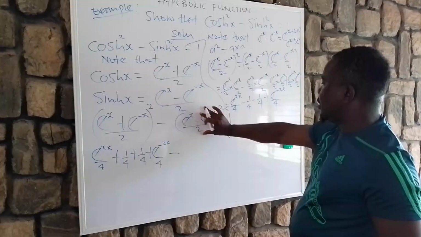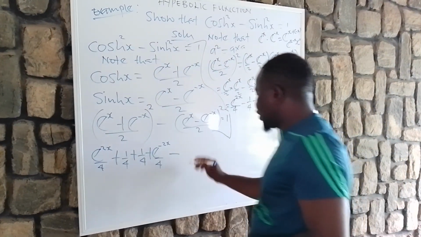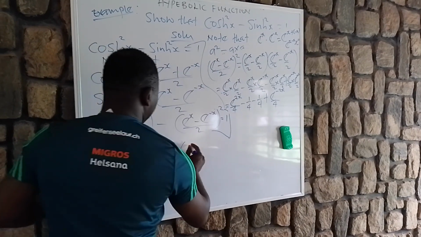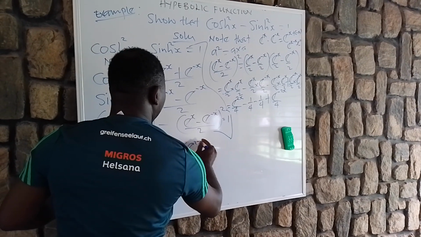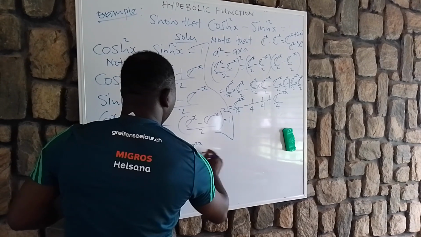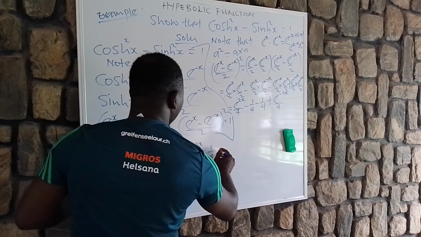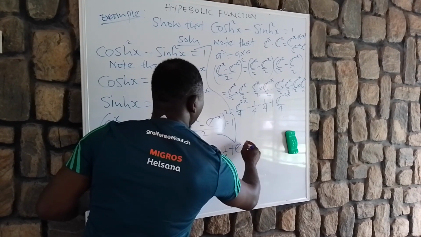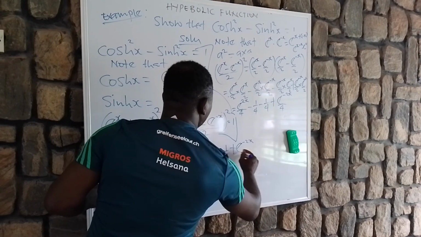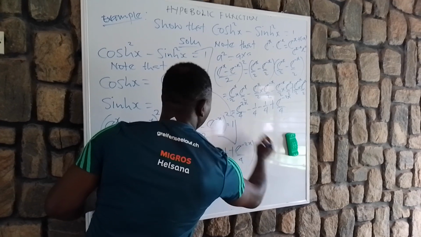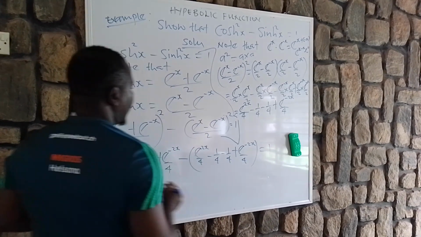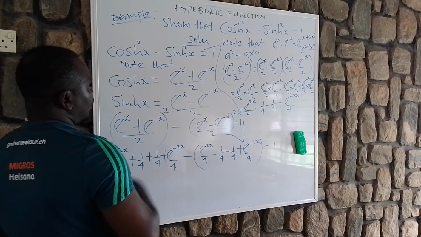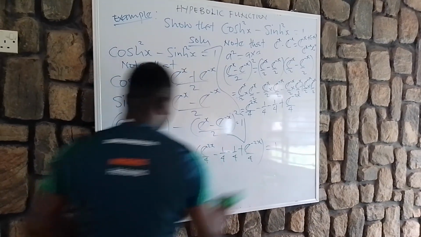Instead of this, we'll write this. Make sure you put the bracket. Okay, so let us write it out. Exponential 2x all over 4 minus 1 all over 4 minus 1 all over 4 plus exponential minus 2x all over 4, which is equal to what? 1. We want to show that the left hand side is equal to the right answer. That is what we are trying to do.